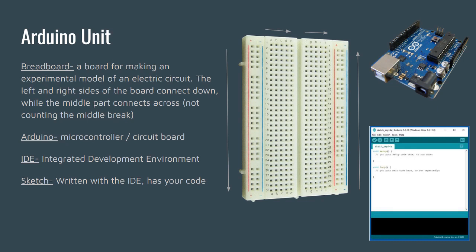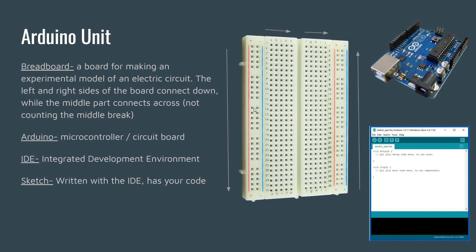Next up is the Arduino unit. We have the breadboard here. This is a board for making an experimental model of an electric circuit. So we have our two power rails right here. These are connected in this way, going up and down. They don't connect across, because the ones over here are the ones that connect across. So all of these holes right here are all connected, like this, and like that. But they do not connect in columns like these do.